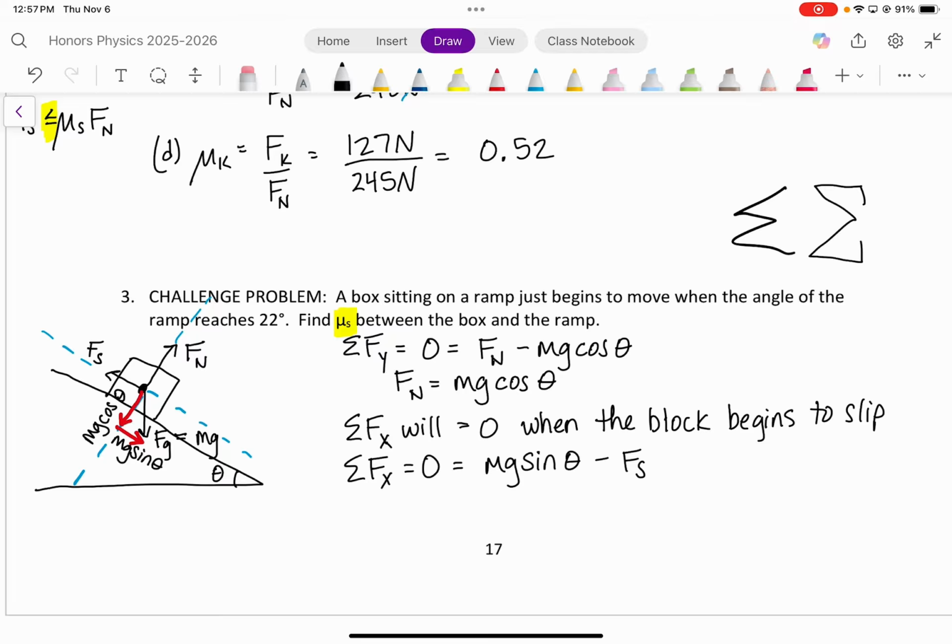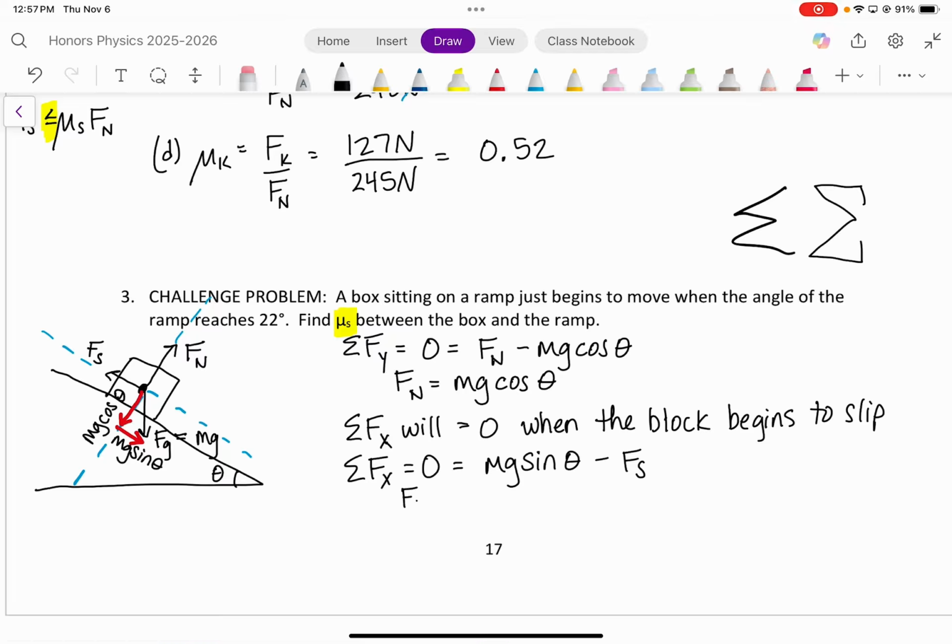Sometimes you're going to see a problem where somebody shoves a block and gives it some initial velocity, and it goes up the ramp and then stops and then comes down the ramp. Then we have to pick which one we want to be the positive direction. But if the block just wants to slide down, it doesn't matter which one we call positive; we could go either way.